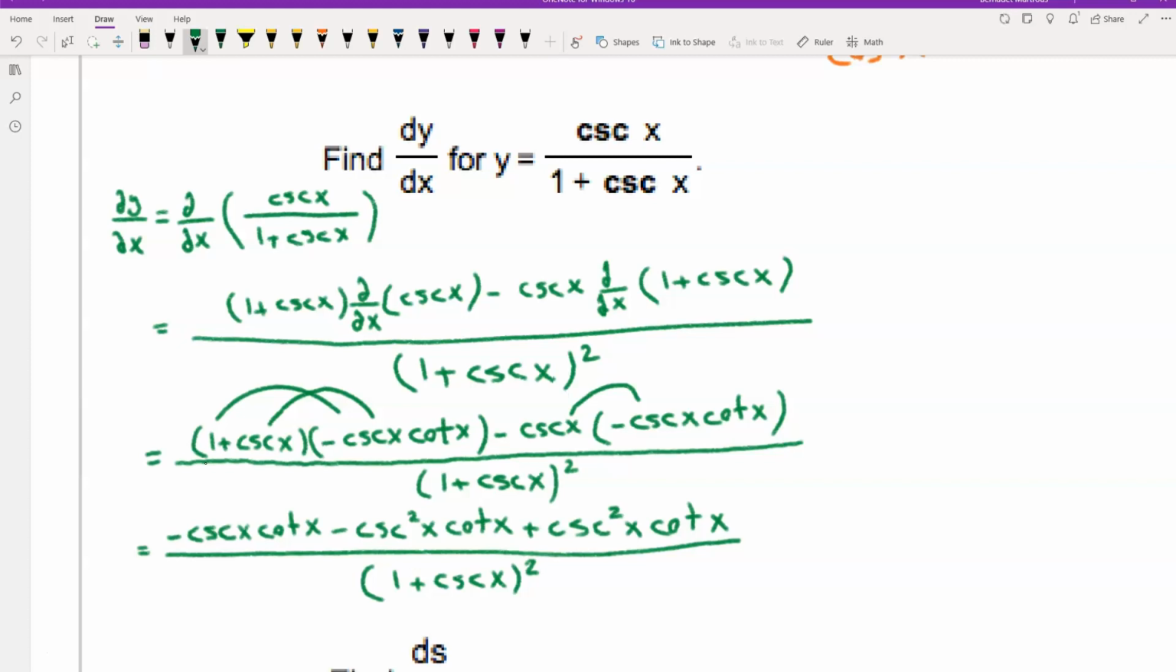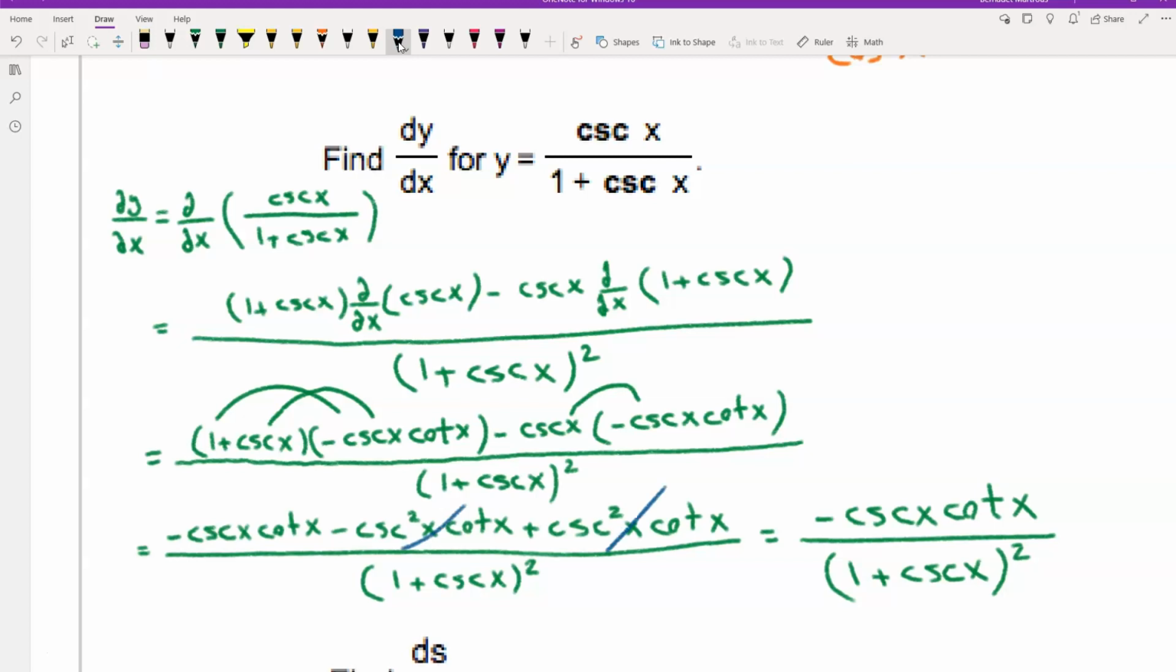cosecant x squared. And here in the numerator we have negative cosecant squared x cotangent x, and here positive cosecant squared x cotangent x. So adding these two, that part is 0, and what's left in the numerator is negative cosecant x cotangent x, and in the denominator we have 1 plus cosecant x squared. So this is our final answer.